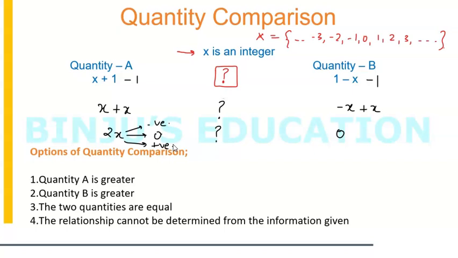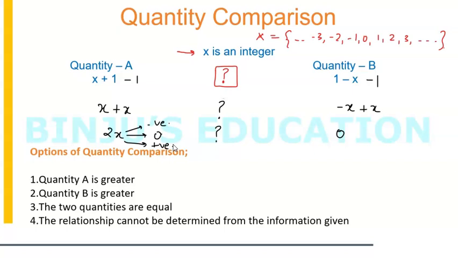So quantity a can be less than quantity b if x is negative. Quantity a and b can be equal also when x is 0, and quantity A can be greater than quantity B also when 2x is positive. So do we have a conclusive relationship? Can we definitely say that A is greater than B or equal to B or less than B?